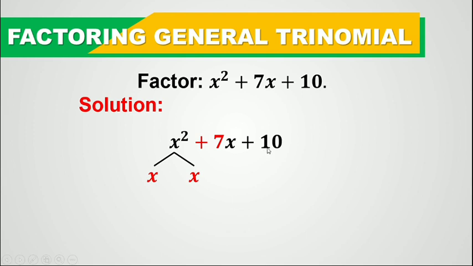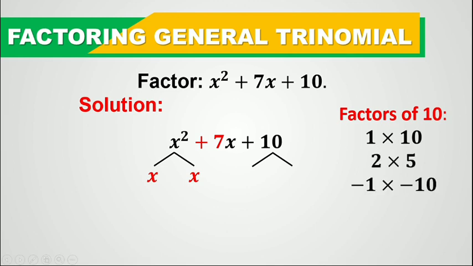And then, what about 10? So, after the first term, we factor the last term. What are the factors of 10? The factors of 10 are 1 times 10, 2 times 5, negative 1 times negative 10, and negative 2 times negative 5. Because we're going to multiply them, the answer is 10, right?